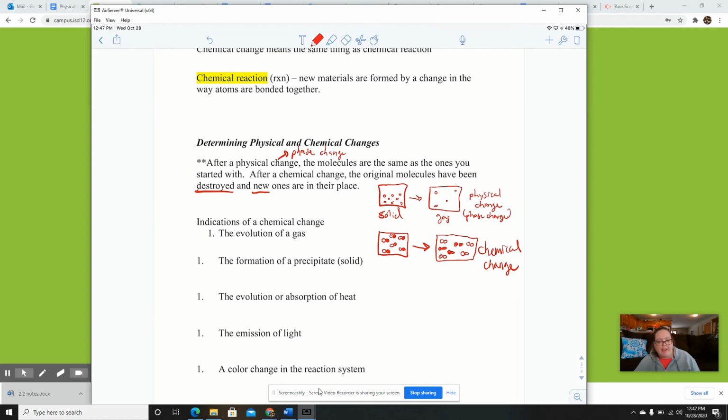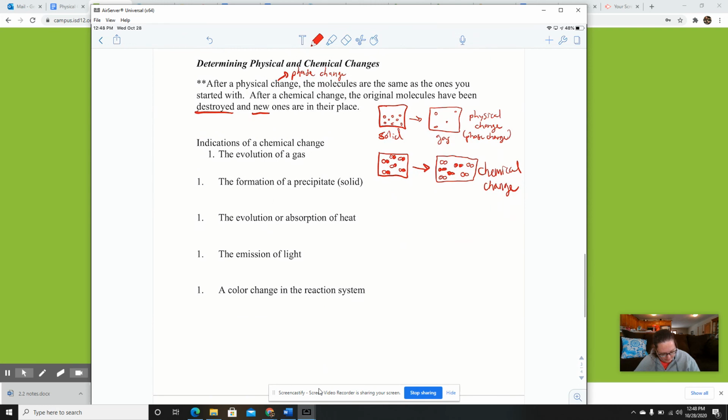Now, there are ways of figuring out whether or not a chemical change has taken place, and that is what these five are. And don't ask me why they are not labeled 1 through 5, but that's what you've got. You've got the evolution of a gas, so a gas is given off. The second one is the formation of a precipitate. A precipitate is a solid being formed.